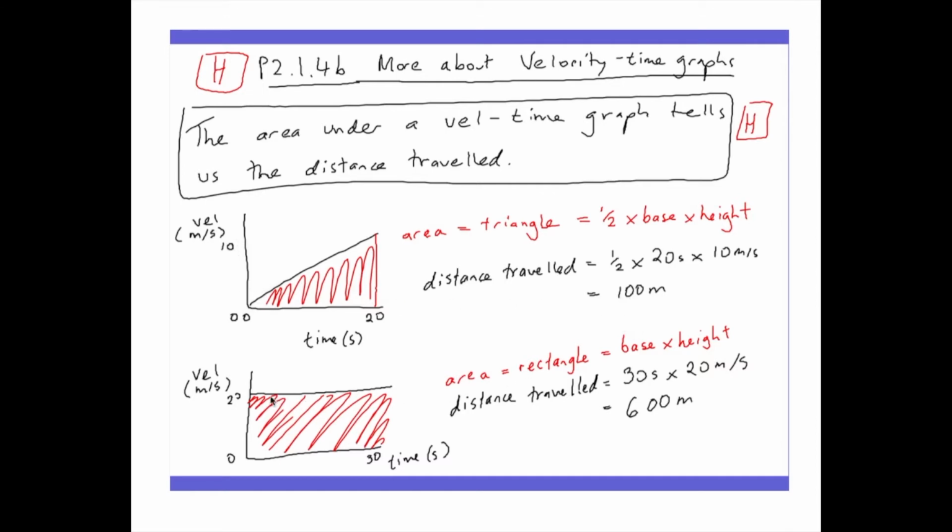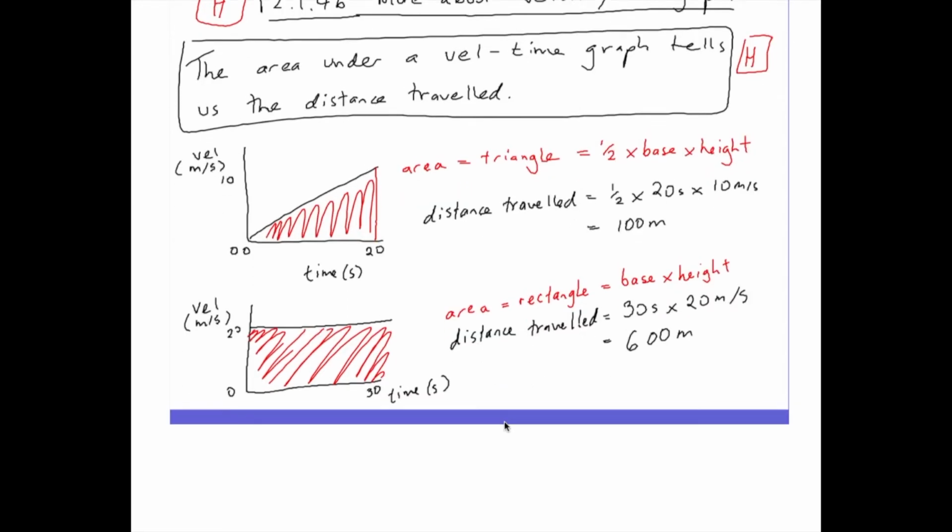What about this one? This is for a car where it's going at a steady speed as opposed to a steady acceleration. So this one's even easier because the area under the graph is just a rectangle. And to get the area of a rectangle, you just do the base times the height. So 30 times 20 comes out as 600 metres.